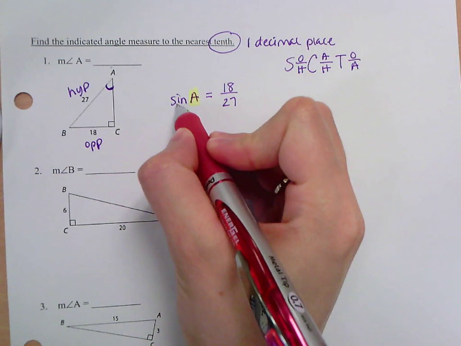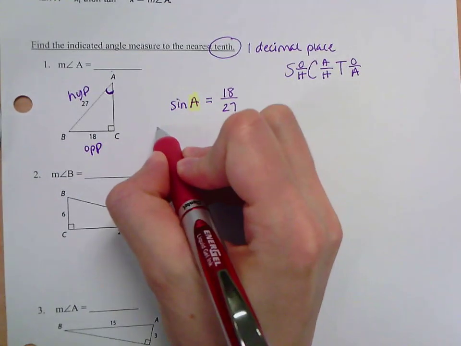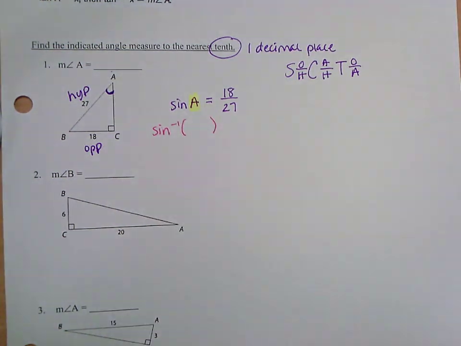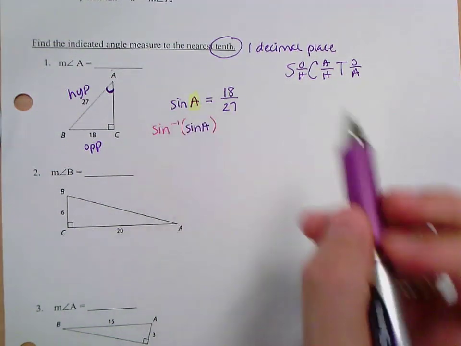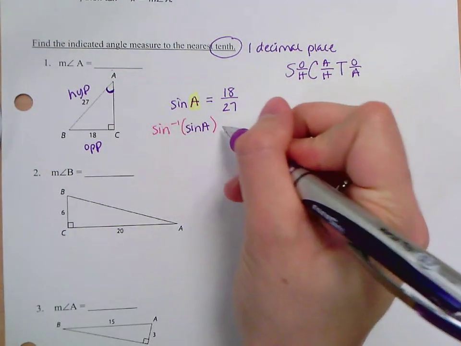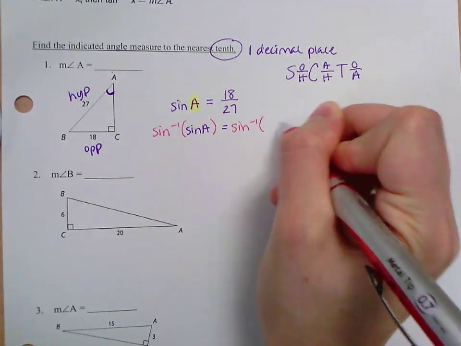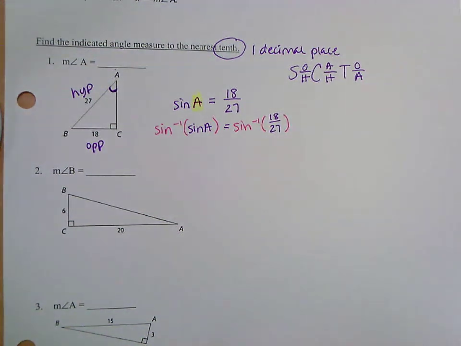What I do to cancel it out is I take the inverse. So I'm going to be doing inverse sine of each side. So inverse sine of sine of A is equal to inverse sine of my other side, 18 over 27.